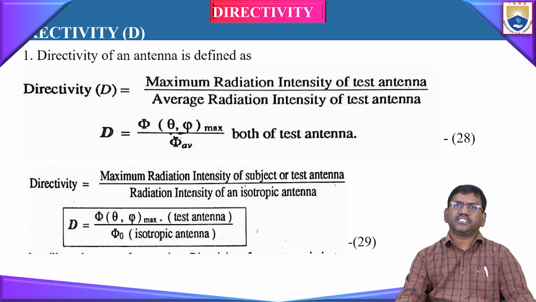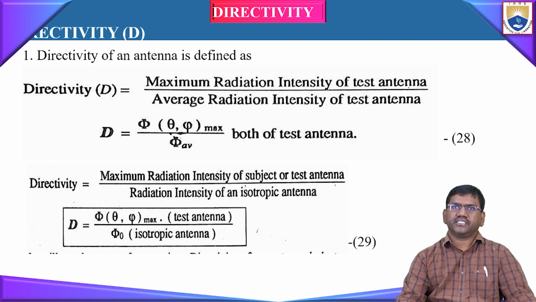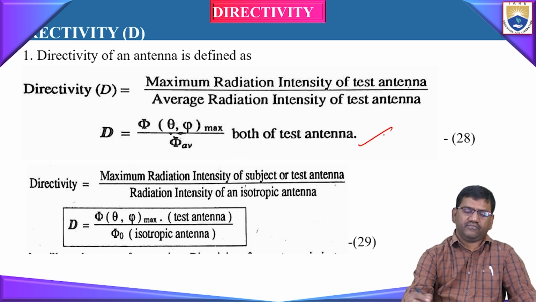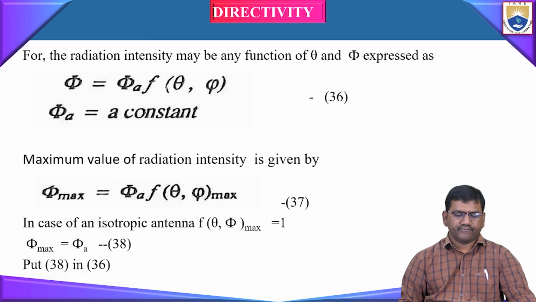The next parameter of antenna performance is directivity. Directivity is defined as the ratio of the maximum radiation intensity of the test antenna to the average radiation intensity of the test antenna. We represent it as D equal to U(theta, phi) max by U average.